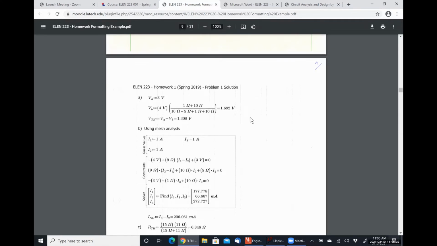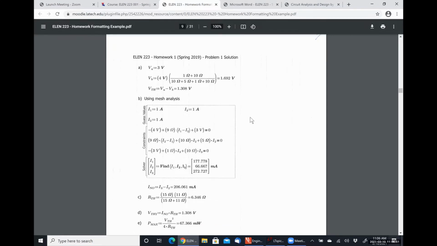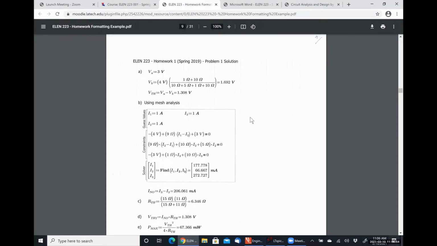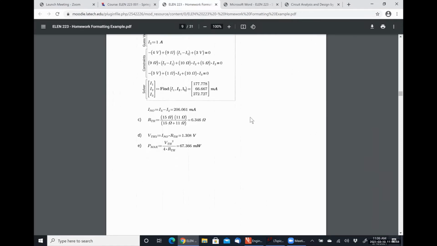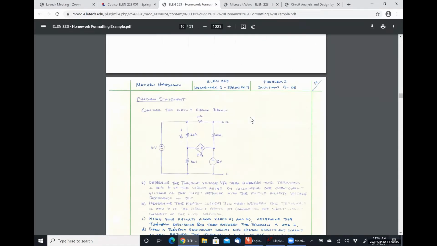So that is the expected format. You have all of the assignment sheet, handwritten work for problem 1, computer assisted work for problem 1, handwritten work for problem 2, computer assisted work for problem 2, handwritten work for problem 3, computer assisted work for problem 3, etc. That's all this is. Your computer assisted work will either be MathCAD work like I have demonstrated here, or LTSpice work, which we'll talk about shortly. So does anybody have any questions regarding the homework formatting?